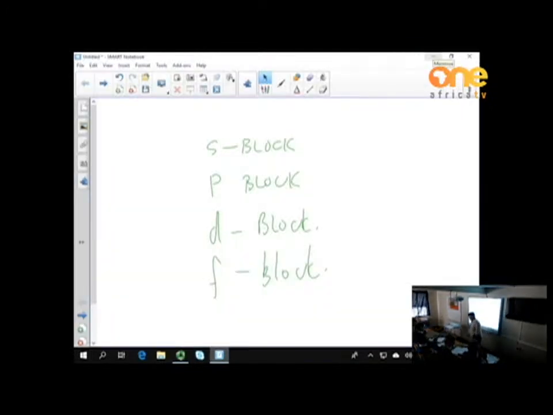We have to have a look at the electron distribution. We get S block, P, D, and F block elements. Now, if you remember, we said S block elements, these elements in group 1 and 2, what does it mean if they're an S block element? They have electrons in the S sublevel, their outer shell electrons. The P block has got electrons in the P sublevel. The D block have outer shell electrons in the D sublevel, and so do the F block elements.